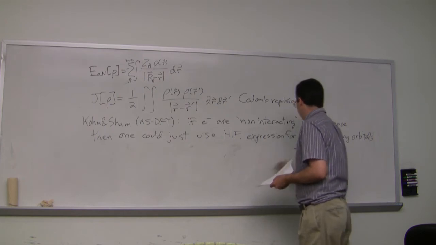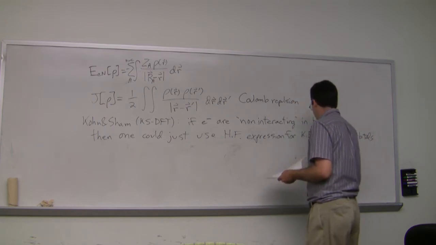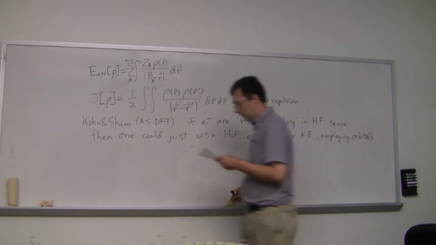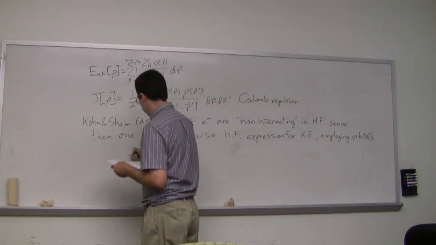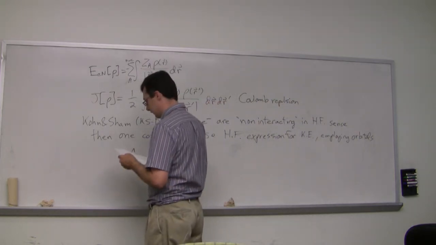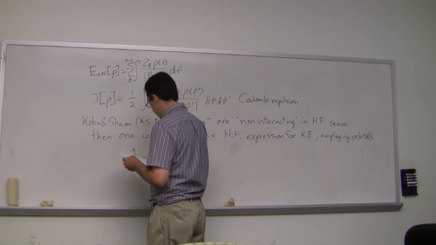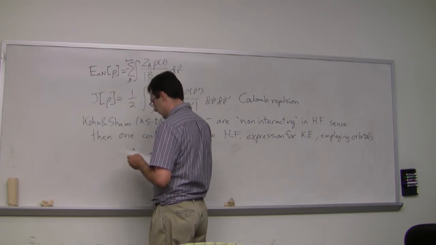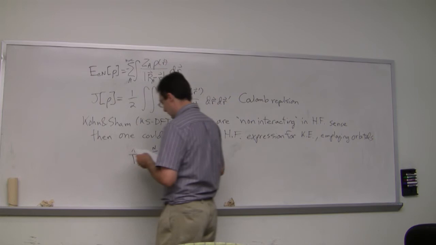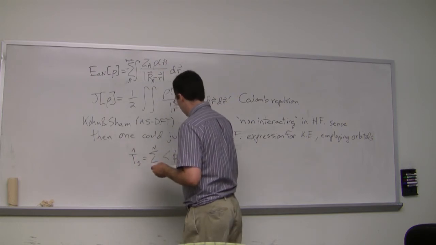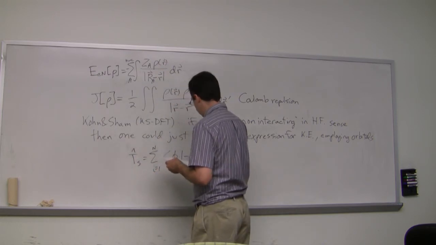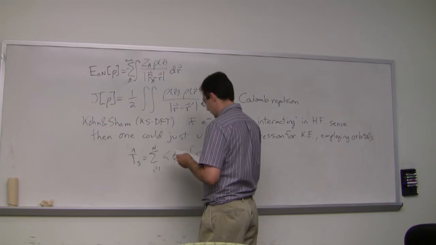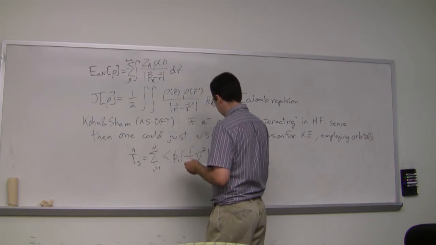All right, so what is that? Now, assuming each electron is in an orbital, I'm going to call that T sub S. I'm going to sum over all the electrons, and each electron is going to be in an orbital phi i, and if it is, then the kinetic energy is just this.